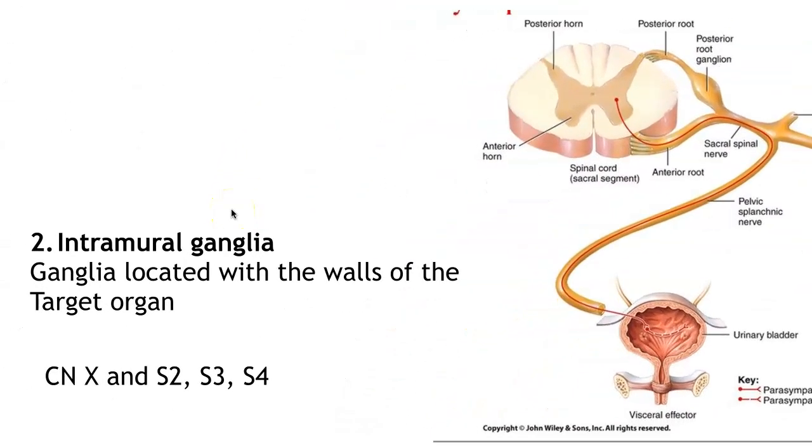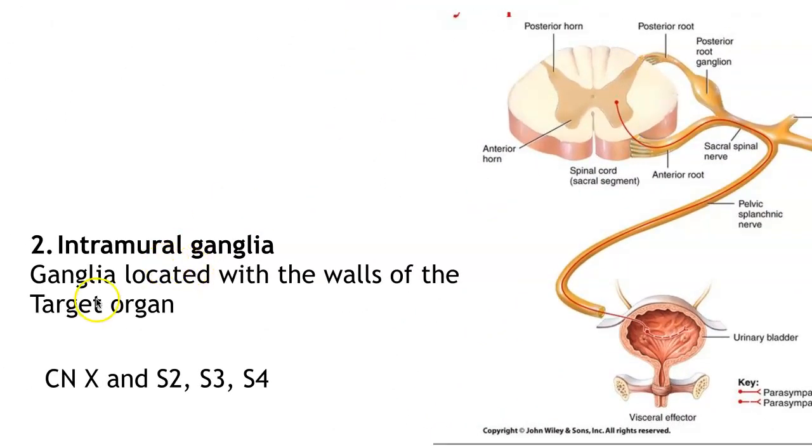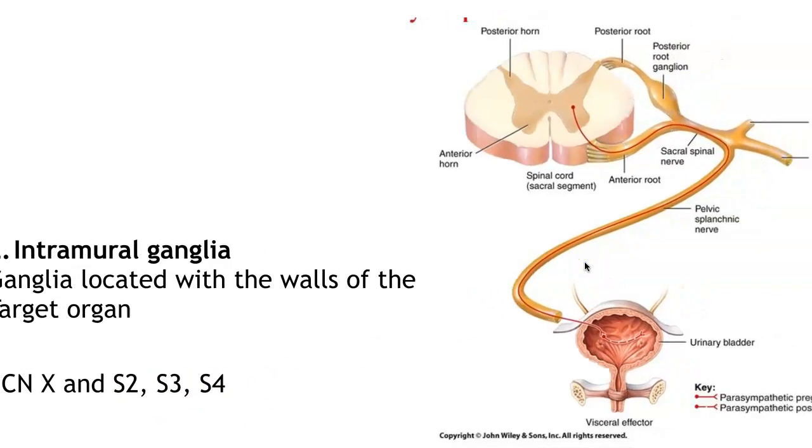So let's get to our intramural. These ganglia are located within the walls of the target organ. They're going to be used by cranial nerve 10, vagus, and S2, S3, and S4. So let's see what they look like.